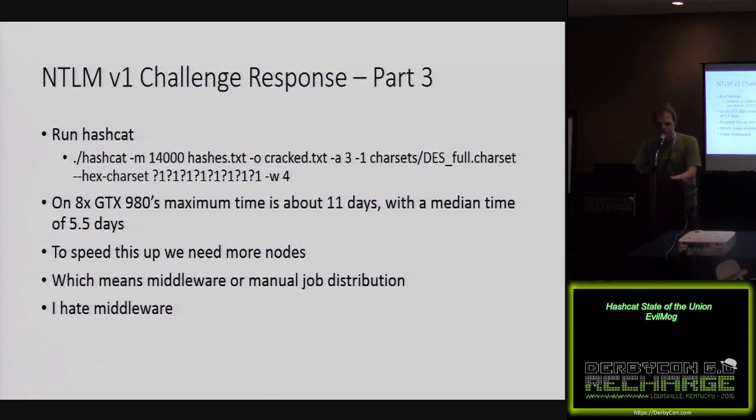So to speed this up, we need more nodes. Traditionally you had 2 options. One was to use middleware, things like Hashstack, Hashtopussy, Cracklord, Minga's custom stuff. But I'll be honest, I hate middleware. It mangles everything, and when new stuff comes out, it takes forever to get support in the middleware. So I got bored one night in IRC and I wrote a job distribution calculator.